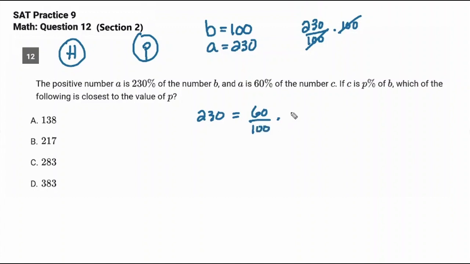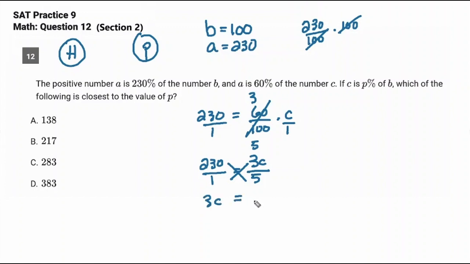of c. When I have fractions and non-fractions, I want to make everything a fraction so I can see when I can reduce and when I can cross multiply. This is just going to be 3 over 5. So I'm going to say 230 over 1 equals, smushing everything together on the right side, 3c over 5. Cross multiply. 3c equals, obviously calculator math, 230 times 5. It's 1150. You can divide by 3.